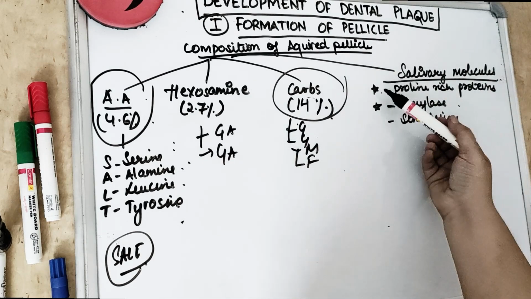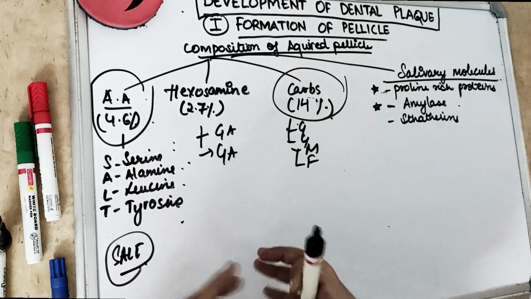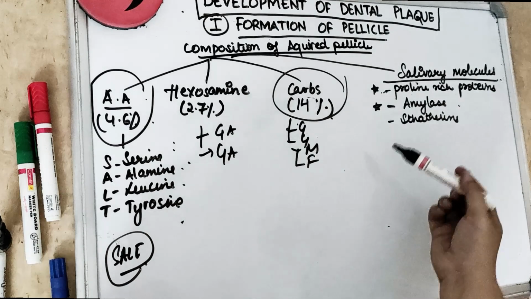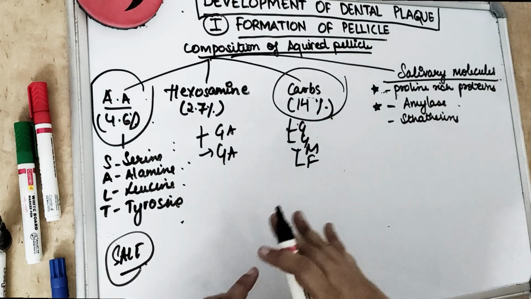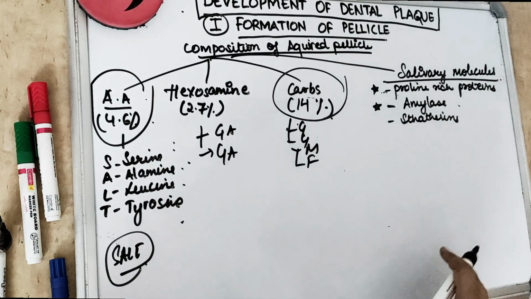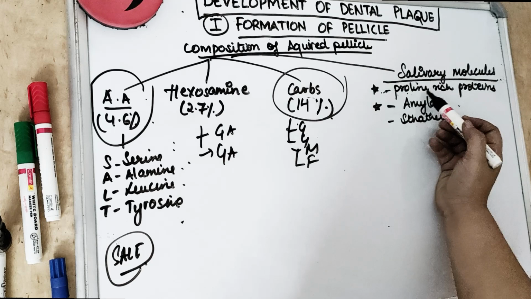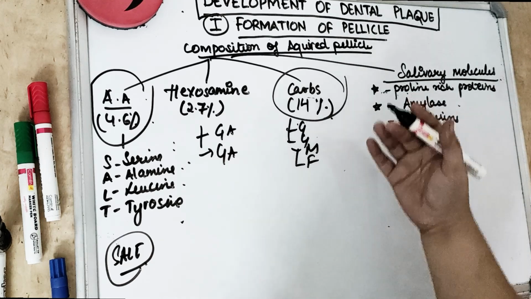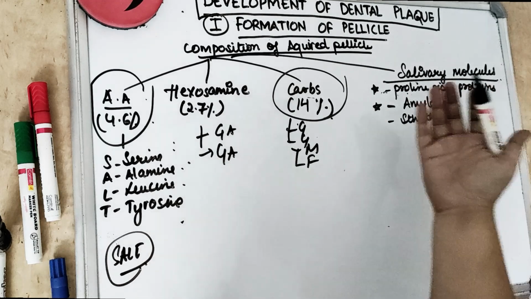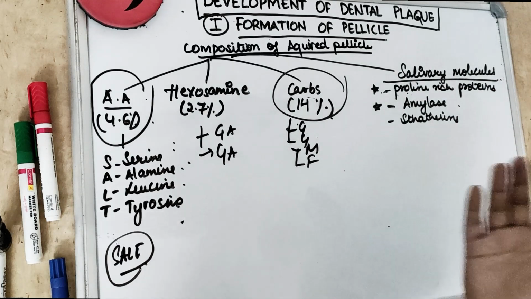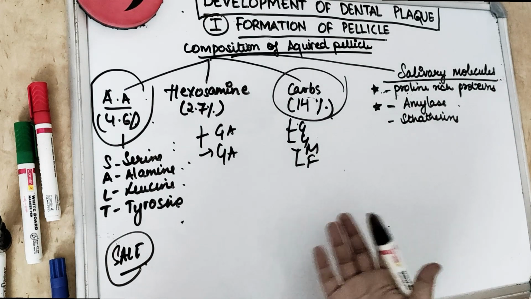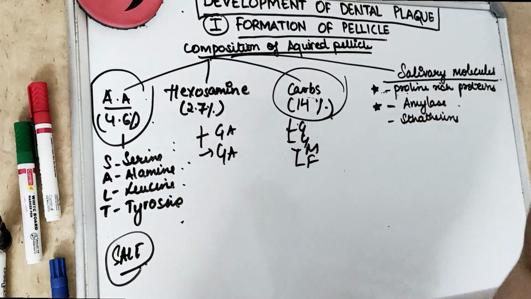Now these salivary molecules have receptors for specific bacteria. That is why we are reading this proline rich protein. We will talk about this when we are talking about the bacteria later on. So we will come to know that proline rich protein has some receptor for specific bacteria, also amylase and statherins and cristatins, mucins, lactoferrin and lysozymes. These are present in the acquired pellicle.